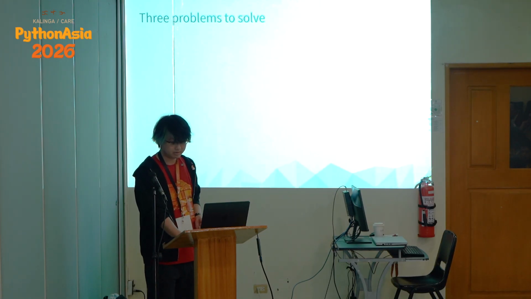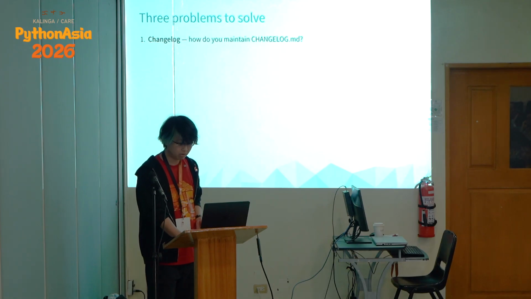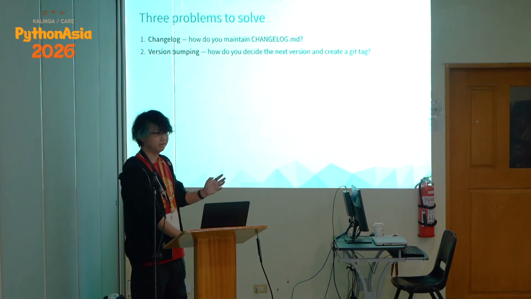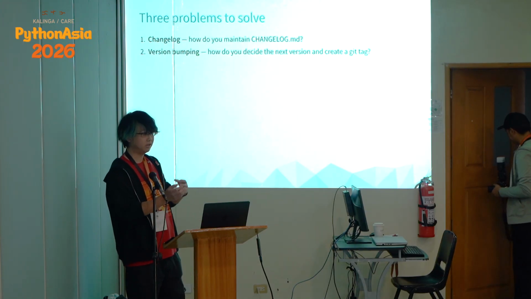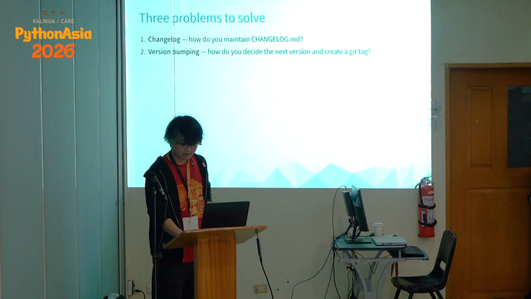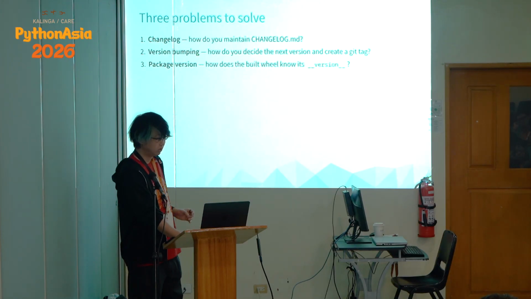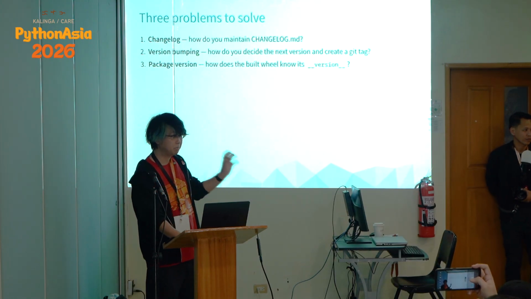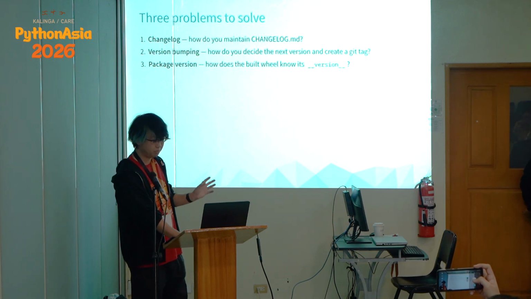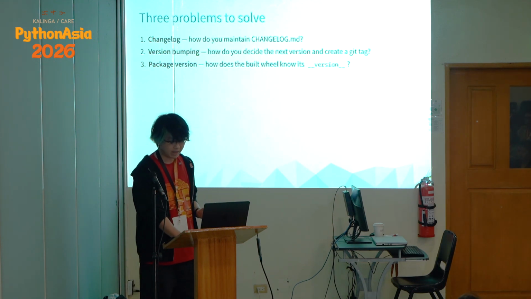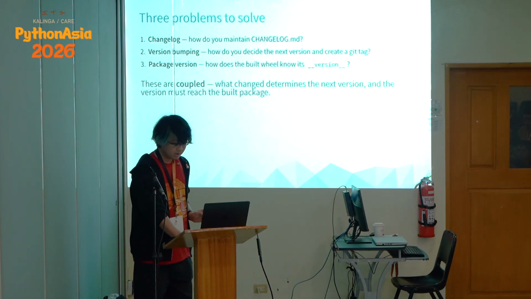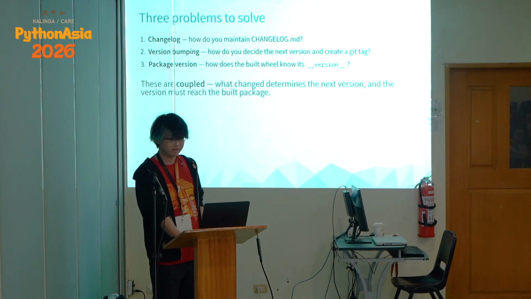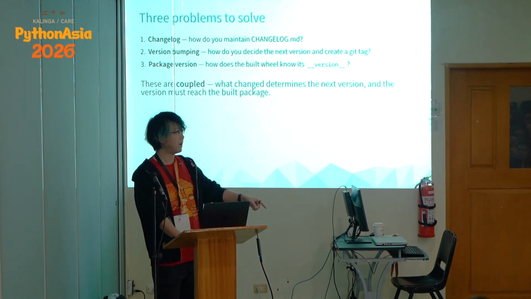I like to think about this as three coupled problems. How do you maintain the changelog? The changelog is a kind of release note shipped along with your release package. How do you decide the next version and create a tag? I mean, determining the version bump level: patch, minor, or major. And how does the built wheel actually know its version? They are not independent, because what changed determines the version, and the version has to flow through to the package.